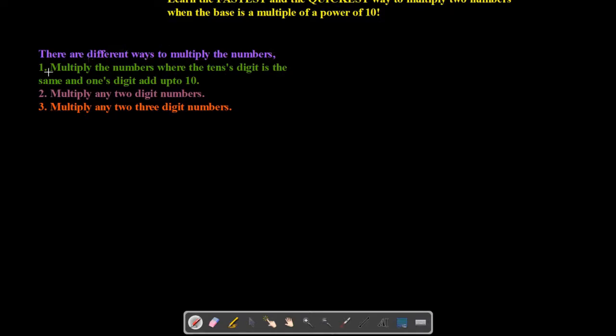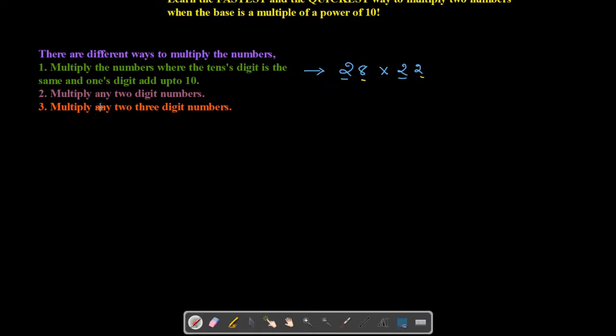The first says to multiply the numbers where the tens digit is the same and the ones digits add up to 10. That is the first way we are going to learn: the tens digit would be the same and the ones digits would add up to 10. For example, let me take a question, say 28 times 22, where my tens digit is the same and my ones digits add up to give a 10, right?